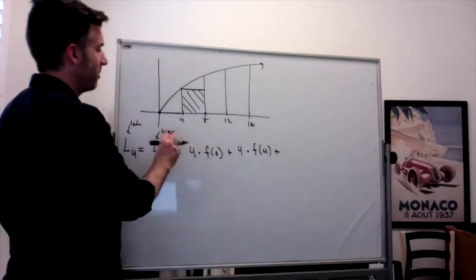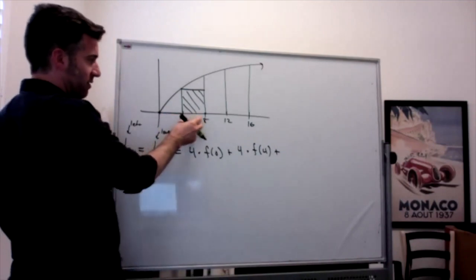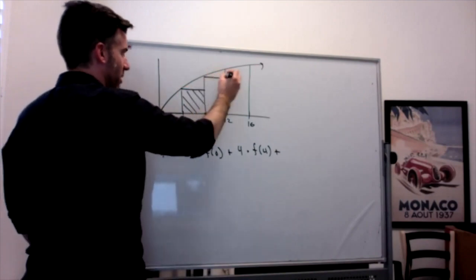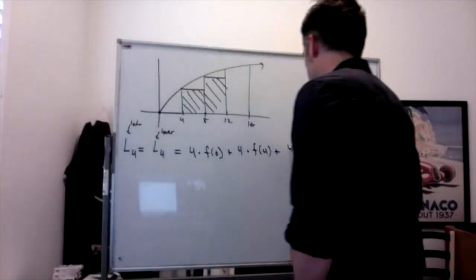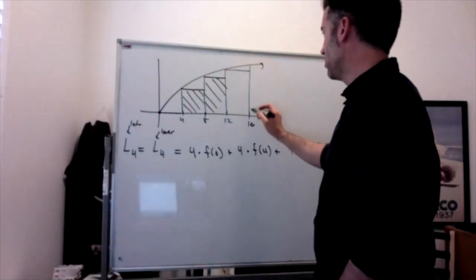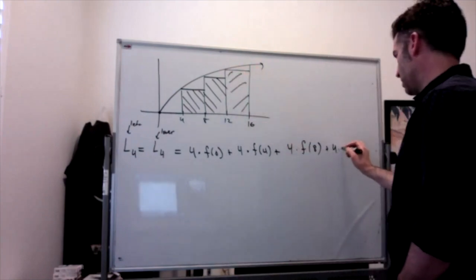Nobody knows. That's all right. So I've got the area of this rectangle, which is 0. The area of this rectangle, which is the base times the height. The area of this rectangle, which again is the base times the height. And the area of this rectangle, which again is the base times the height.